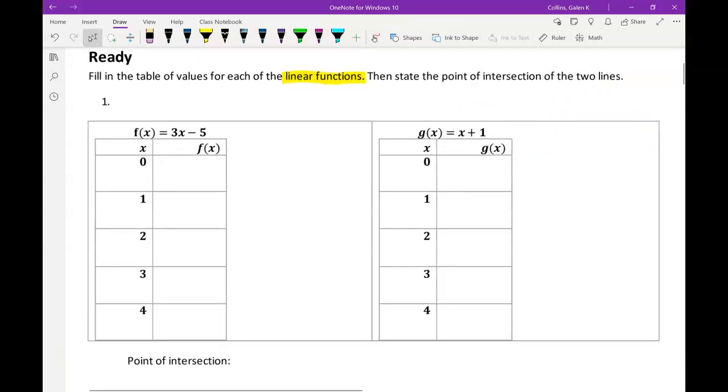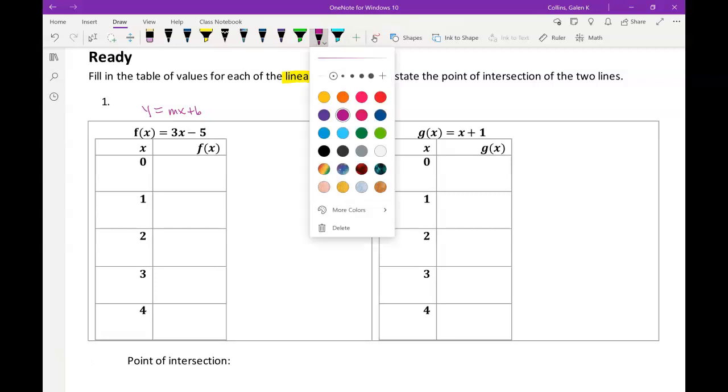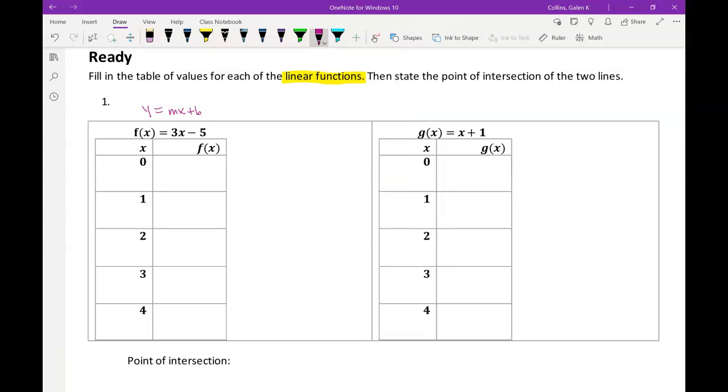So when I look at this equation, I might recognize that it is in y equals mx plus b form. So I already know my y-intercept is -5. So I could use that form of the equation. In fact, how about this? For this first function, let's use that form of the equation to fill out the table.